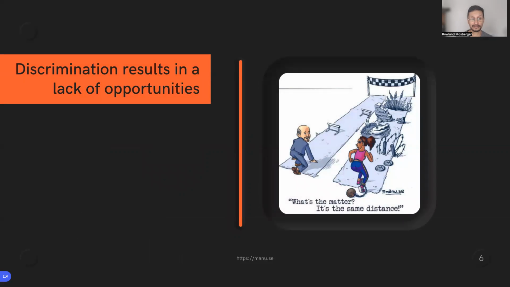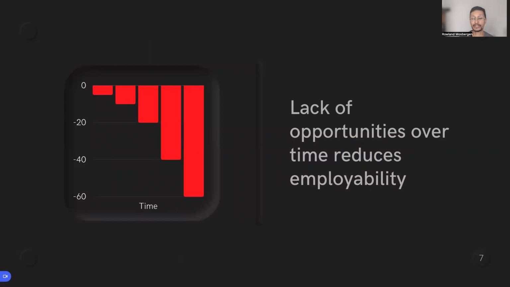And discrimination in those systems results in a lack of opportunities. And here's an example of two people who have the same distance to cover in the race, but the degree of difficulty for each of those people is very, very different. And this discrimination over time, these lack of opportunities over time, reduces employability.